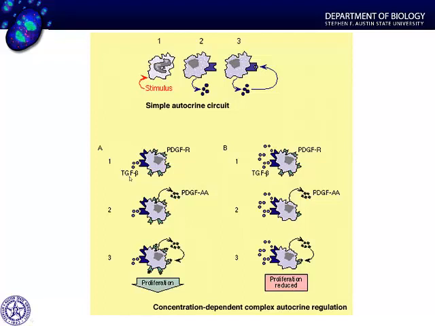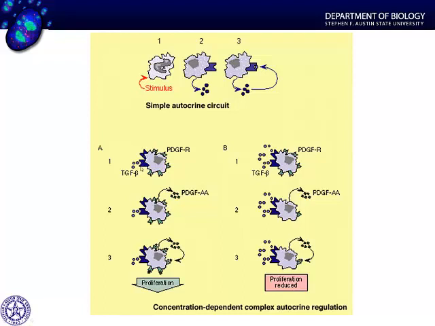This is transforming growth factor beta, but we also have platelet-derived growth factor, and anytime you see an R here, that's going to be a receptor. So the green receptors you see are for platelet-derived growth factor, and the blue are the receptors for transforming growth factor beta.